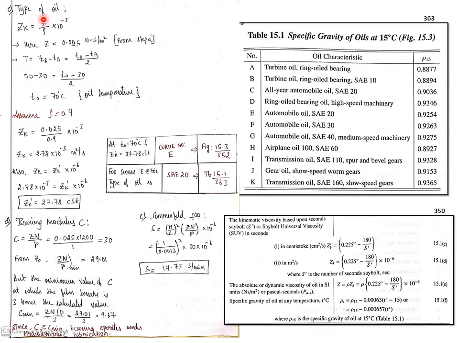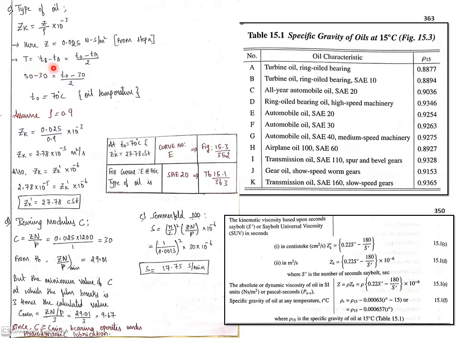Similarly, next is to find the type of oil. Before that, you have to find the kinematic viscosity in terms of centistokes, and compare it with the graph to find the required curve, and you can compare it with the table 15.1. This gives the number of the curve, and you can check the oil characteristics. So let's start. We know Z, which is taken from the data table in step A. Now we know the temperature.